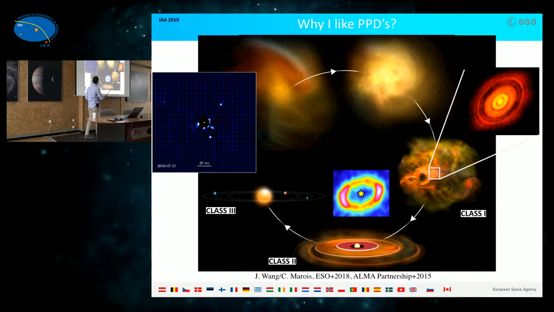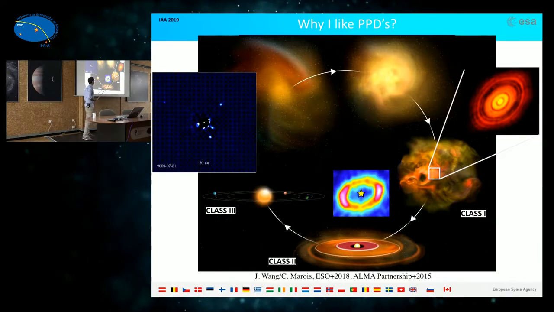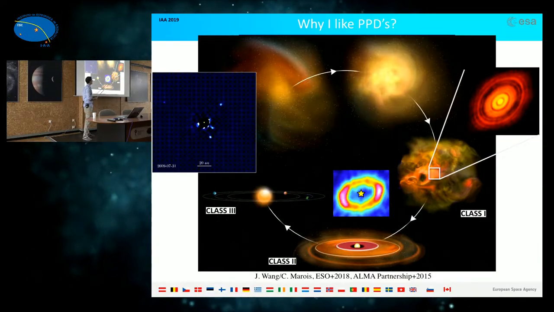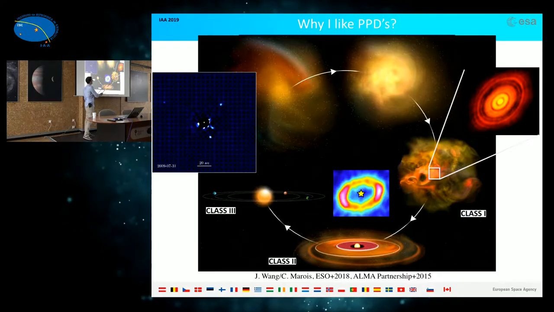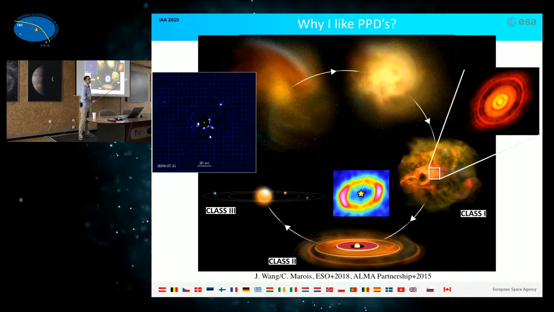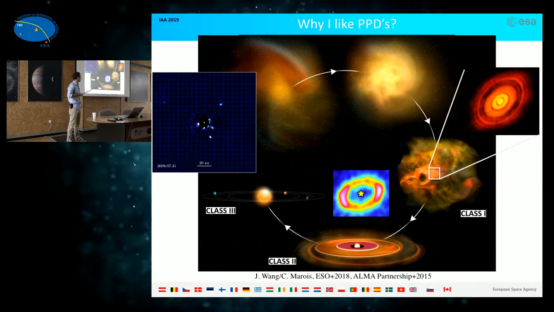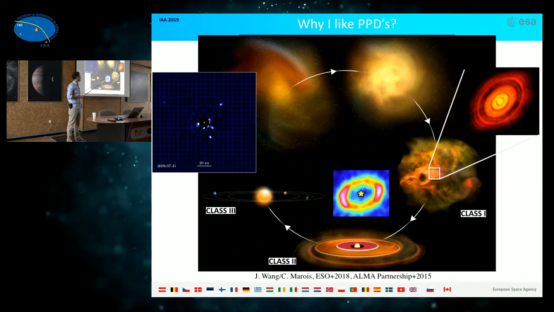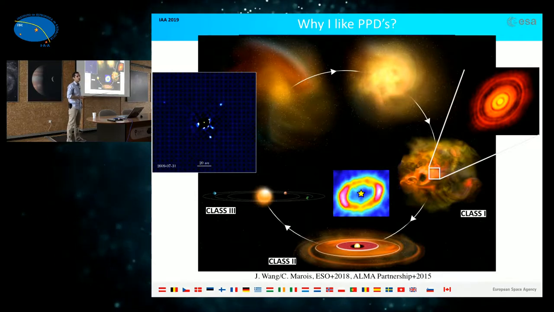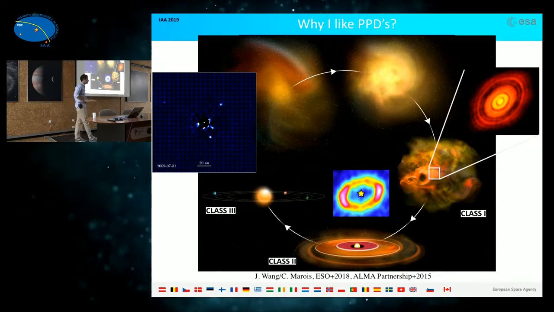However, with ALMA, we were able to take an image of one famous system. This image was extremely famous by the time that it was published. It shows a hell of details, like dark and narrow rings. Maybe they are carved by young forming planets, maybe not, but that's not the topic of this talk.